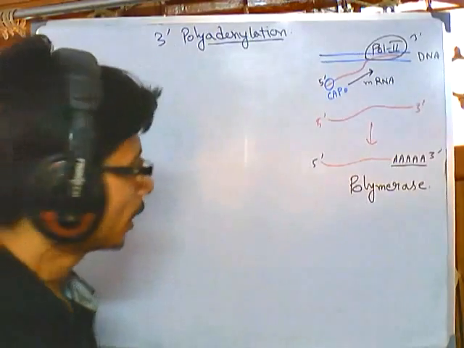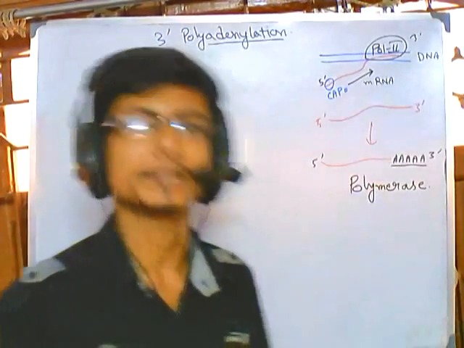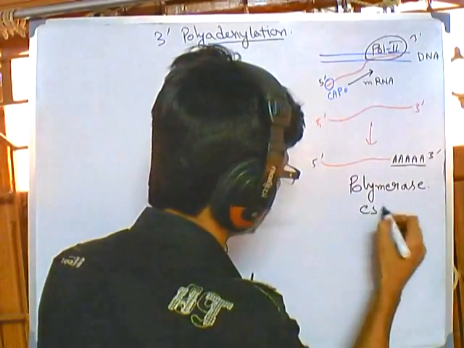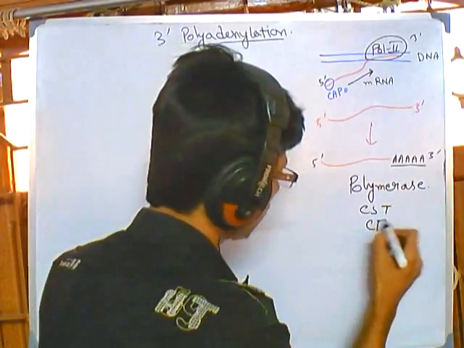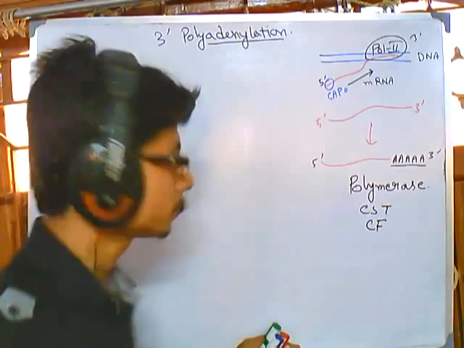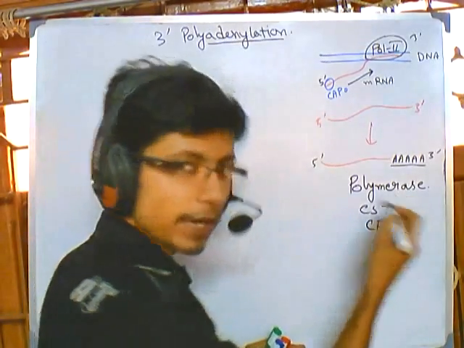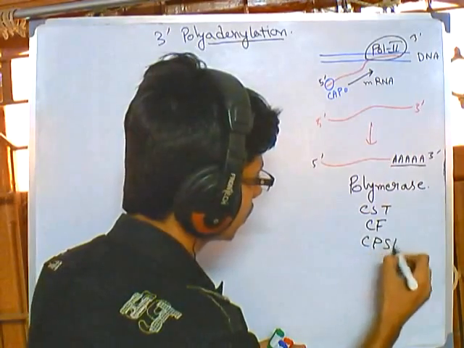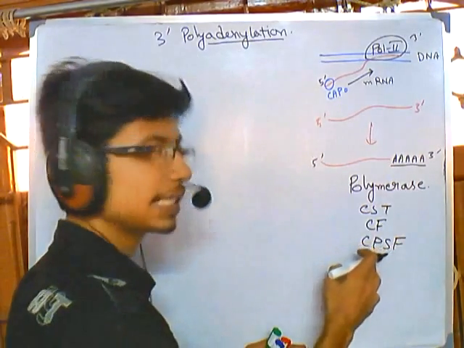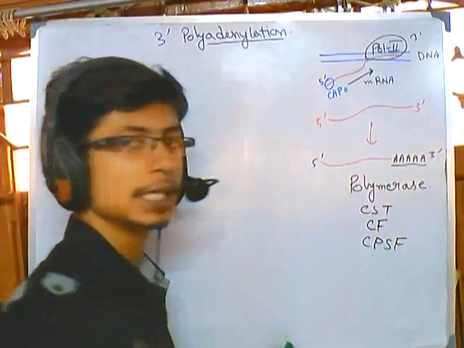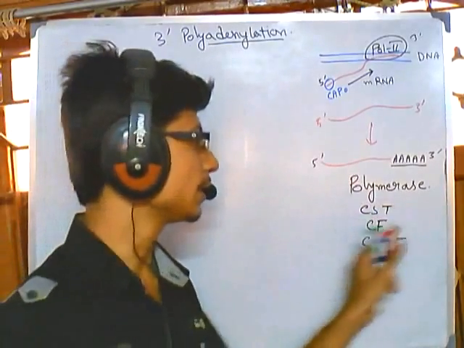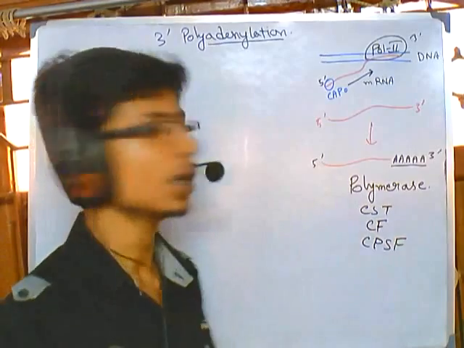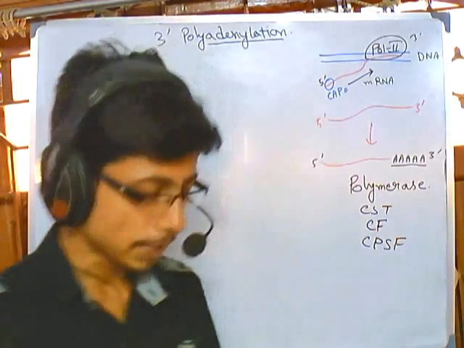Along with them, we need some specificity factors, factors like CSTF, the cleavage stimulation factor, CF, the cleavage factor, and CPSF, the cleavage and polyadenylation specificity factor. These are the proteins required for the accomplishment of this process.